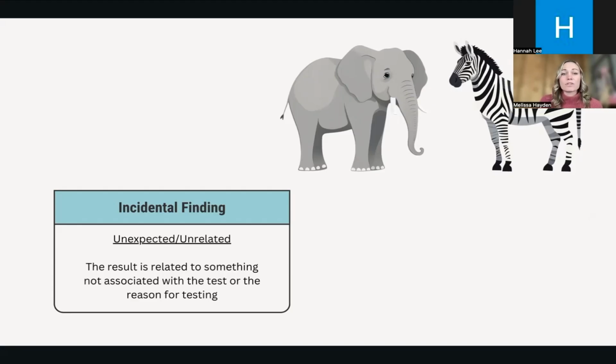Because of this, these results are not automatically reported, but instead based on clinician and lab discretion. Going back to our horse analogy, you hear hoofbeats. You look for horses. But this time, when you hear where the noise is coming from, it's actually a zebra, meaning it could be related to what you were looking for, but unexpected. Other times, it could be an elephant, which is something you were not expecting at all and is a complete surprise.